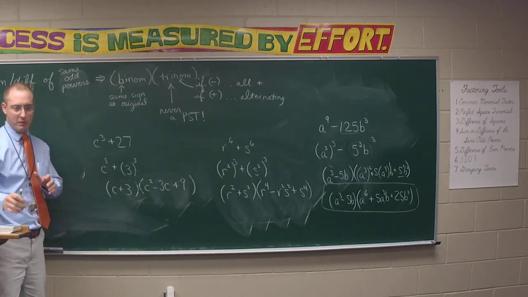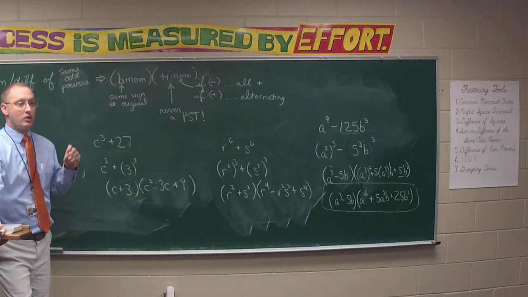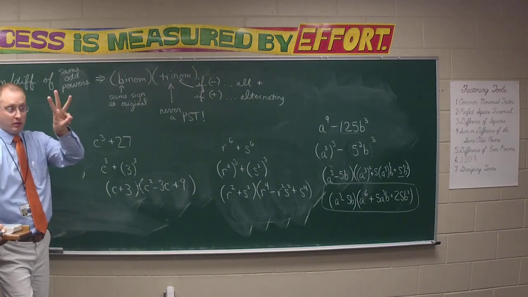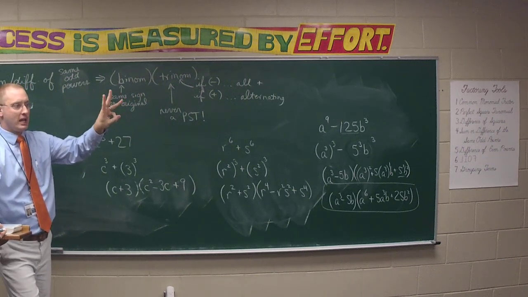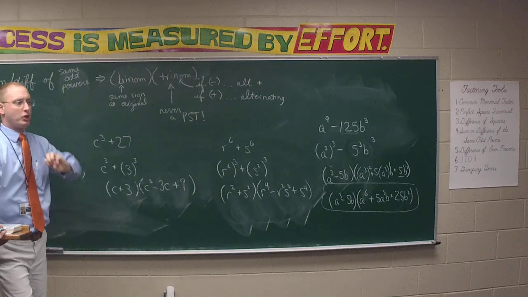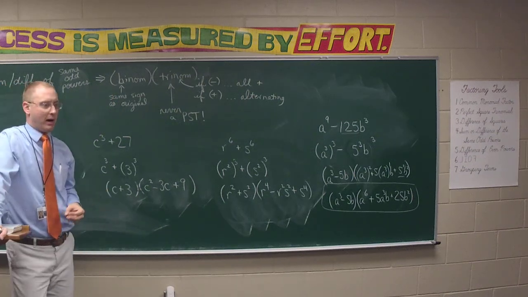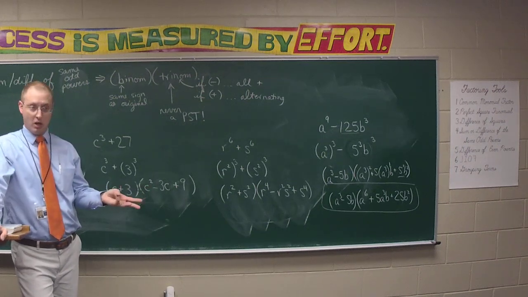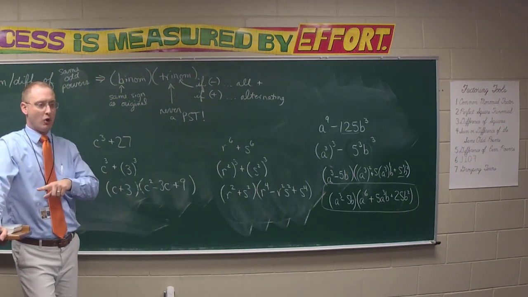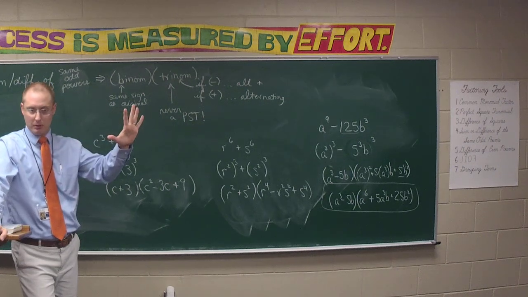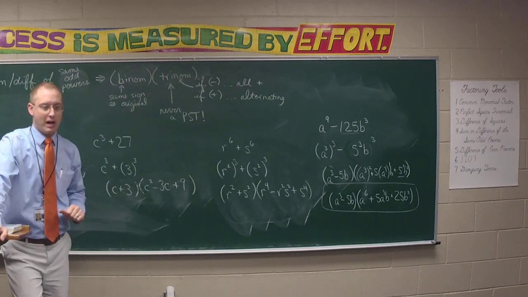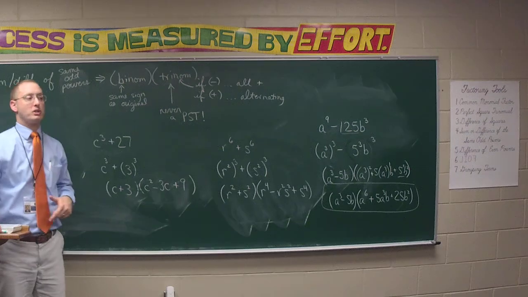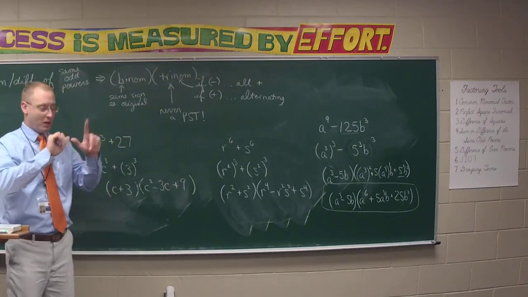Now I want you to point out something interesting. For a sum or difference of cubes, we had a binomial times a trinomial. Well, cubes aren't the only odd powers. What's another odd power? Fifth power? Well, in that case, you're going to get a binomial and a 5-term polynomial. What if you had the 7th power? Binomial times a 7-term polynomial.